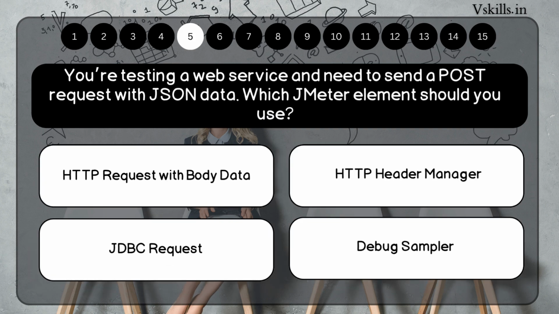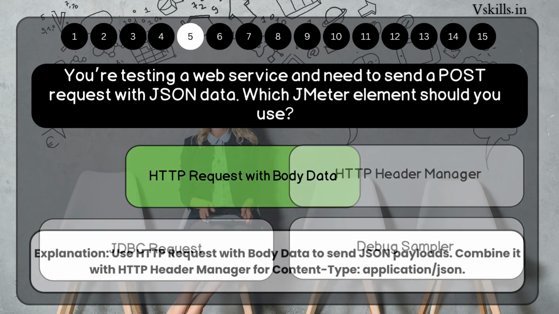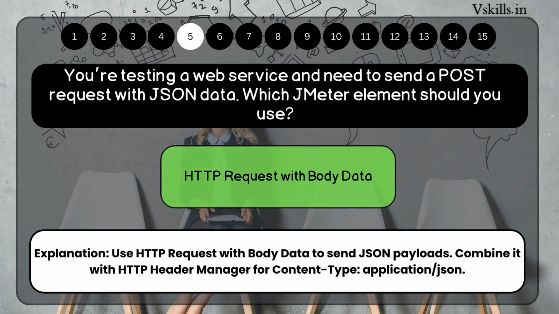Question 5. You're testing a web service and need to send a post request with JSON data. Which JMeter element should you use? The correct answer is HTTP request with body data. As use HTTP request with body data to send JSON payloads. Combine it with HTTP header manager for content type application/JSON.